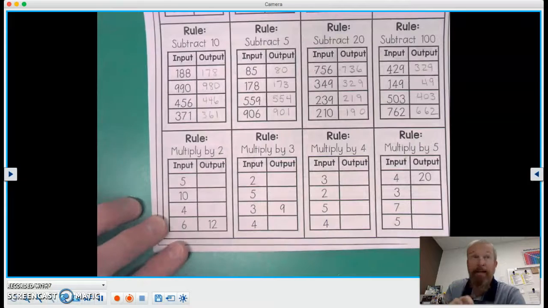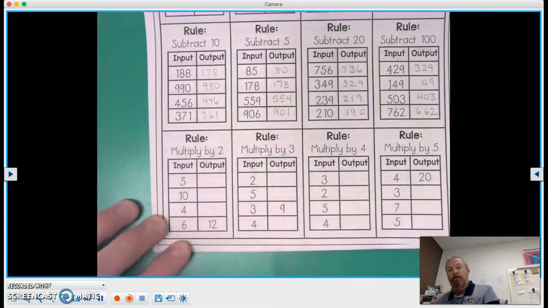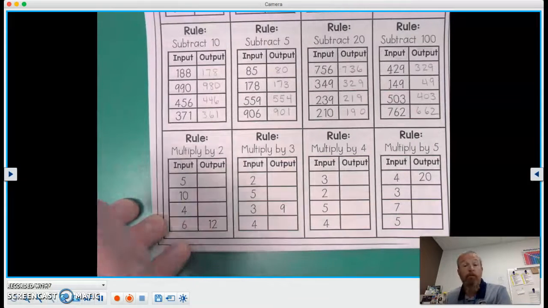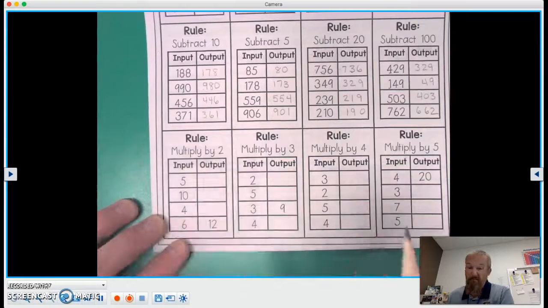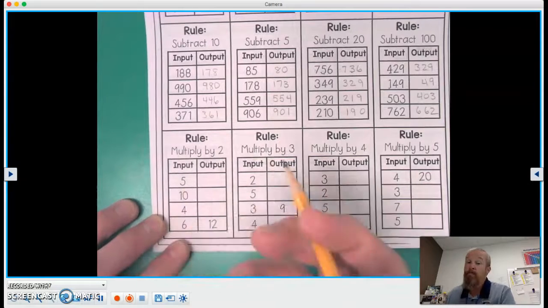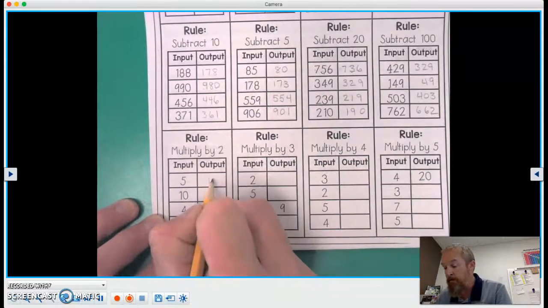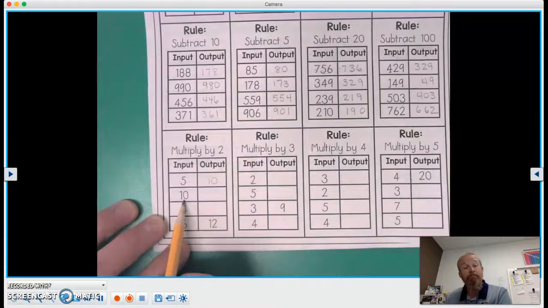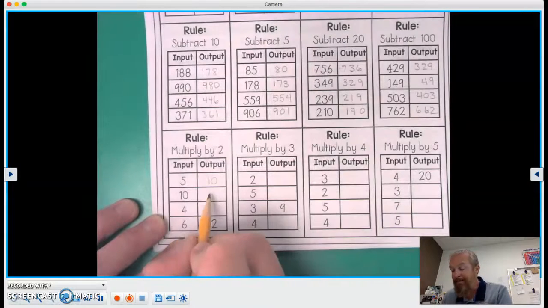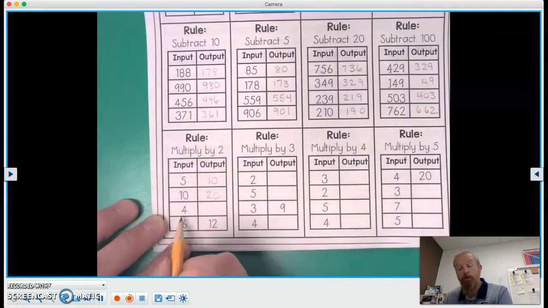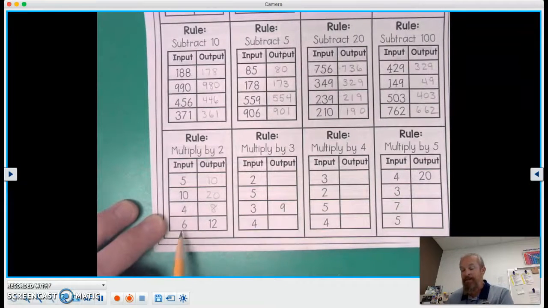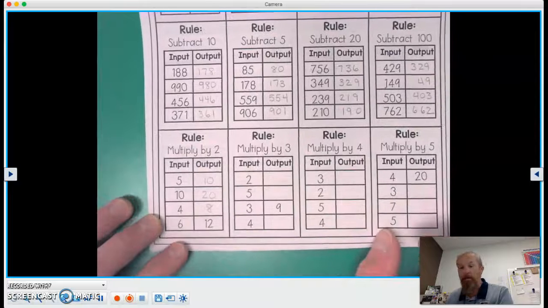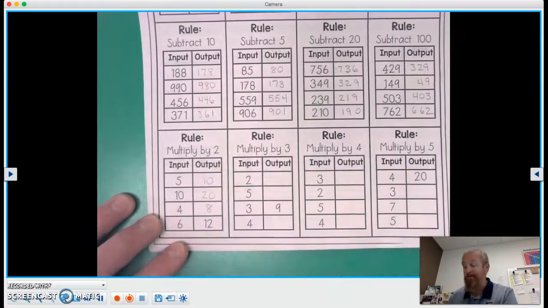So multiply by 2. If we're going to multiply it by 2, it's this number doubled. So we're going to do kind of really addition, right? So what's 5 plus 5? 5 plus 5 is 10. Nice work. What's 10 plus 10? 20. 4 plus 4? 8. And 6 plus 6 is 12. Kind of a nice way to think about doing that. You just did multiply by 2.